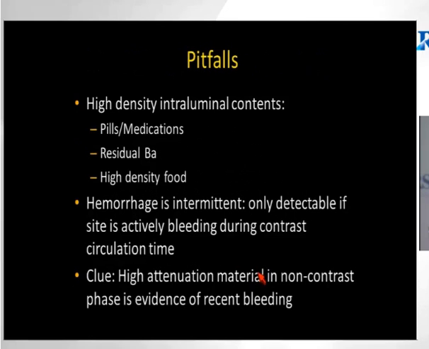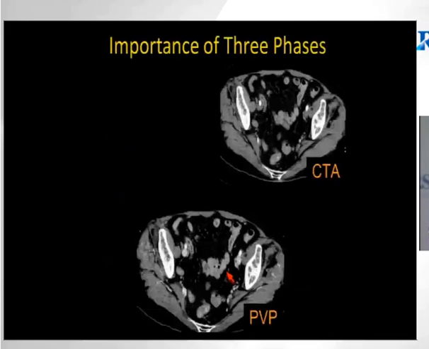A few pitfalls that I want to finish with for the talk. High-density intraluminal contents can be difficult to distinguish from acute bleeds. Hemorrhage, of course, can be intermittent, so a patient may be bleeding and have a negative CT angiography, and in those cases, we recommend doing nuclear scintigraphy if the patient starts rebleeding. And the clue in those patients who do have a prior bleed is that there will be clot in the lumen of the bowel. So I want to emphasize how important it is to do the three phases.